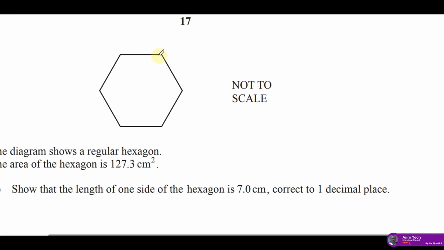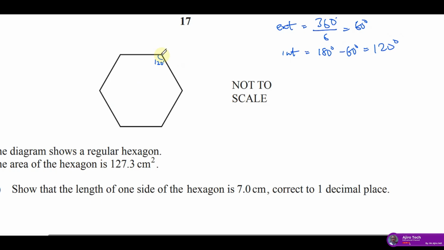Now let's check the value of the interior angle of a hexagon. The exterior angle is 360 over 6, which is 60 degrees. The interior angle must be 180 minus 60, which is 120 degrees. So now this angle here is 120 degrees.